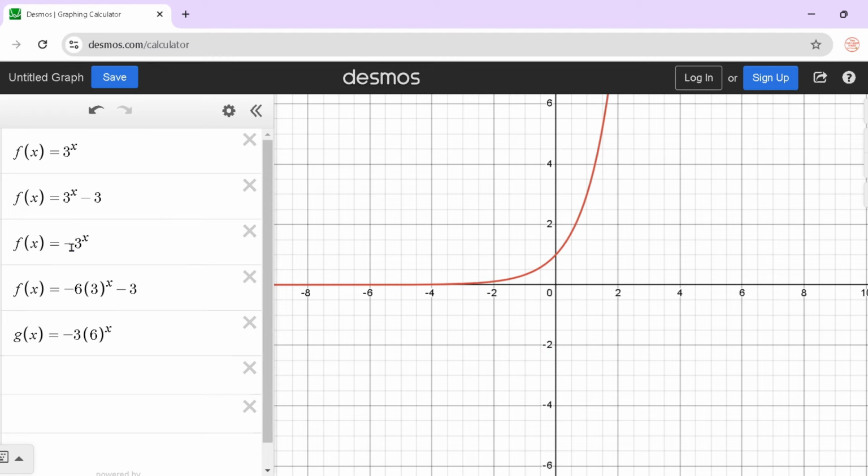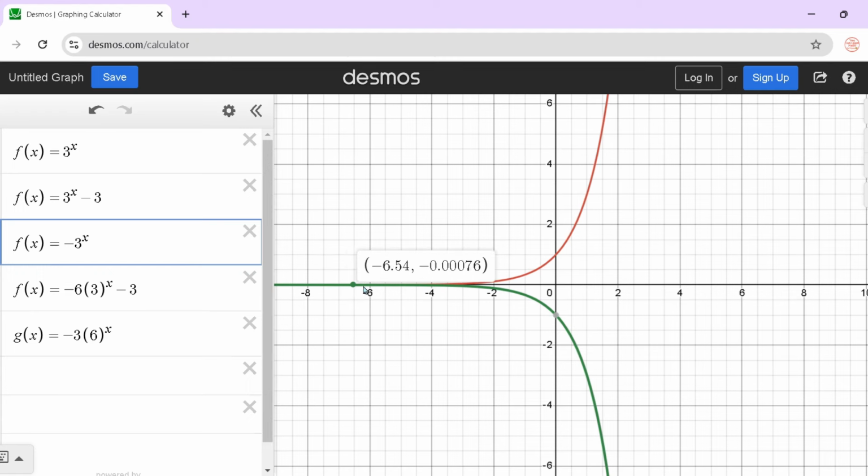Now what if we put a negative in front of it? Negative 3 to the power of x. That is going to flip it across the x-axis in this case. It's just going to turn it upside down wherever it's at. But in this case, because the original up here is approaching 0, this one down here is also going to be approaching 0 and getting smaller and smaller and smaller. But on the negative side, it's just a mirror image of it.